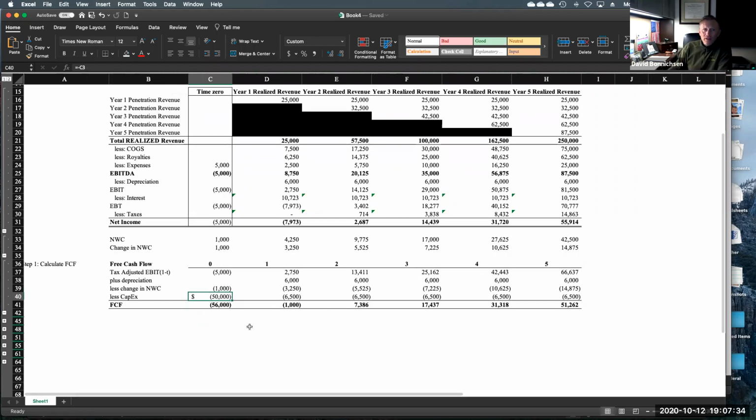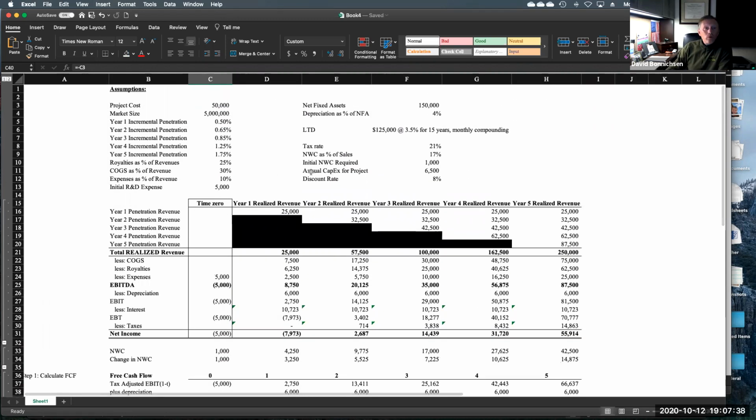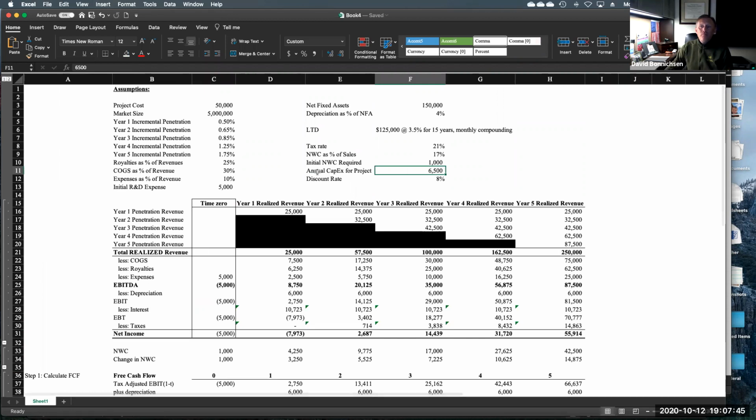And then finally, where did the CapEx from years 1 to 5 come from? We were told right here in the assumptions that the annual CapEx for the project was going to be $6,500 a year. Okay, good question. Sorry if I didn't make that clear enough. Okay, so that was part of the assumptions.